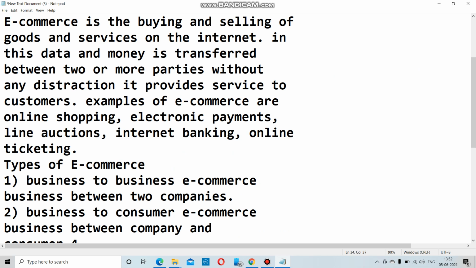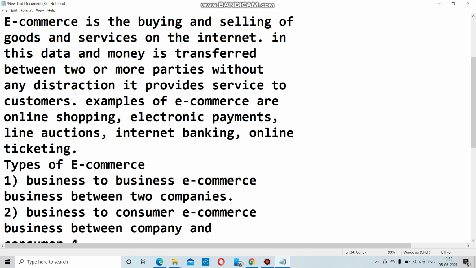So all the transactions are done via internet. Data is transferred via internet, and our money is also transferred through the internet. So it is actually very easy to sell our goods and services nowadays.